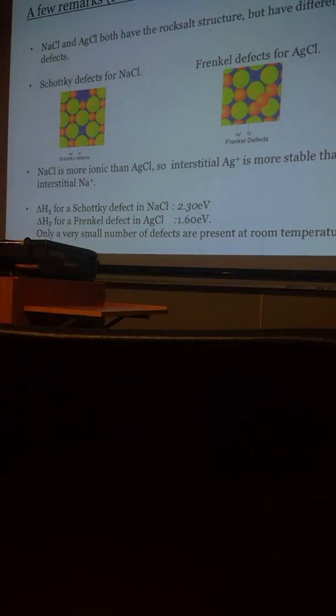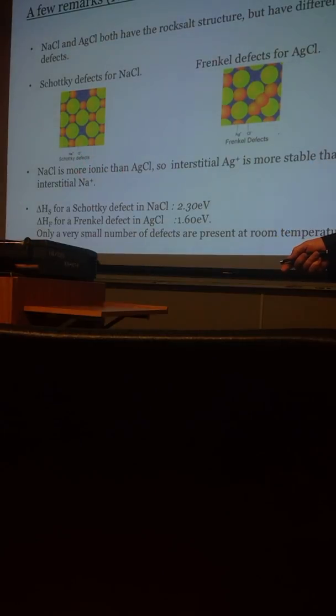Now, a few more remarks. Sodium chloride is, I think, a typical example of a Schottky defect, which means sodium and chlorine are both removed, while in silver chloride the silver ion goes to the interstitial. That's the Frenkel defect case. Sodium chloride is more ionic than silver chloride. Can you assess this statement? How do you assess whether something is more ionic or less ionic?